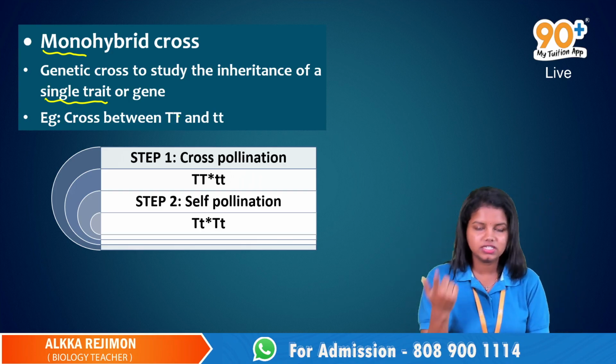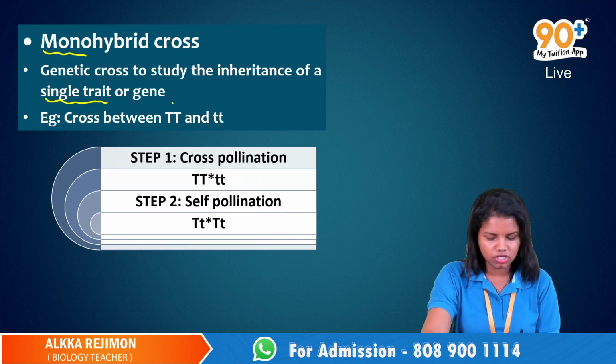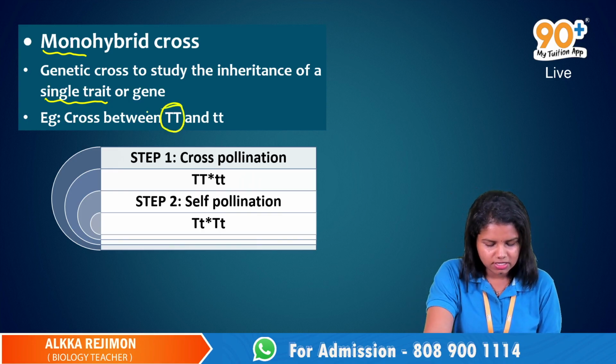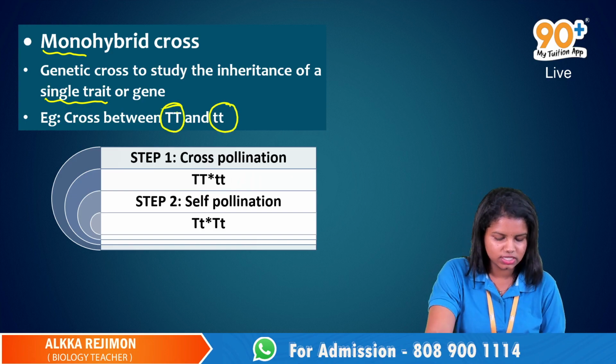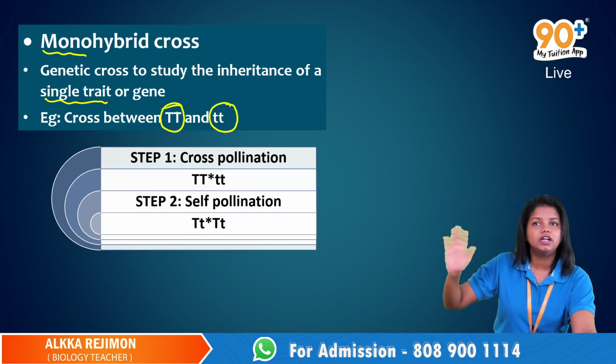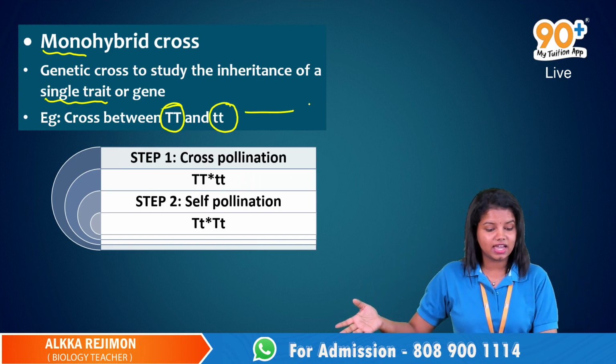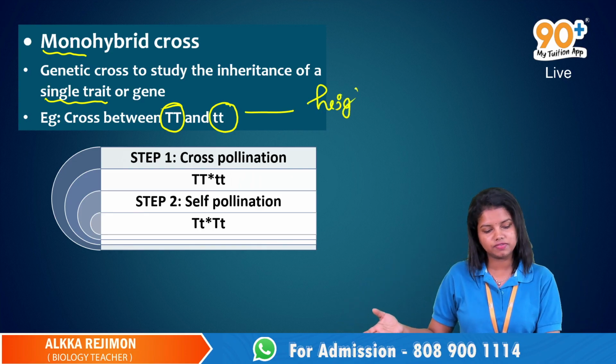And the first character studied by Mendel was a cross between capital T and small t. Did you understand which character was used there? The character is height of the stem.